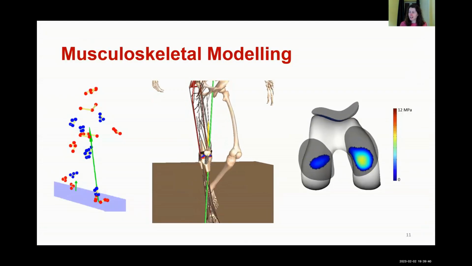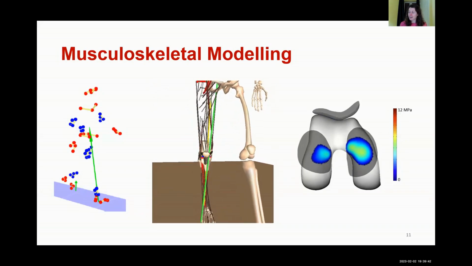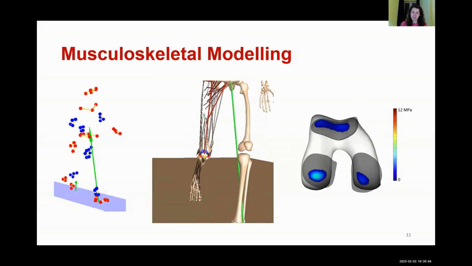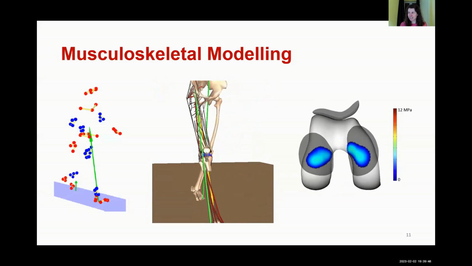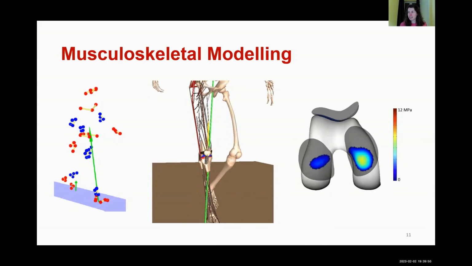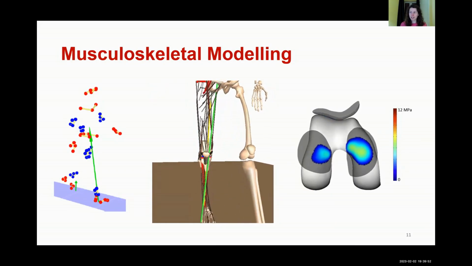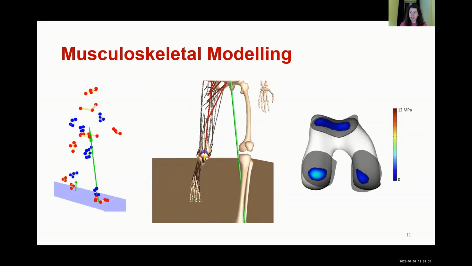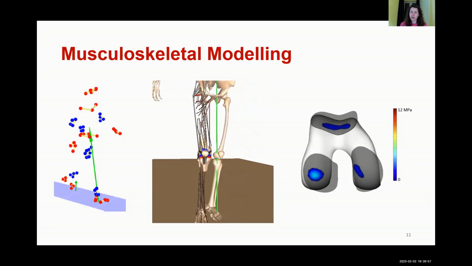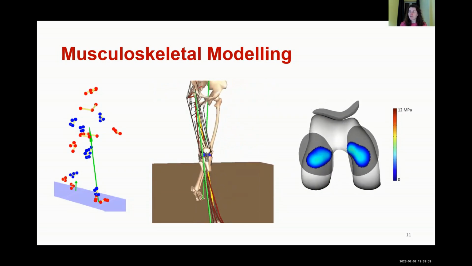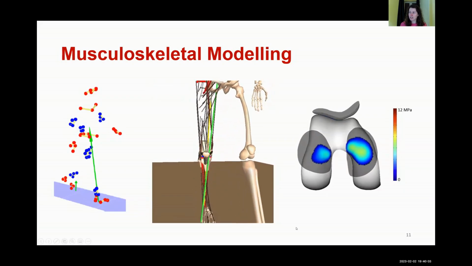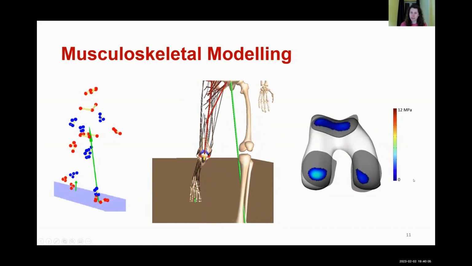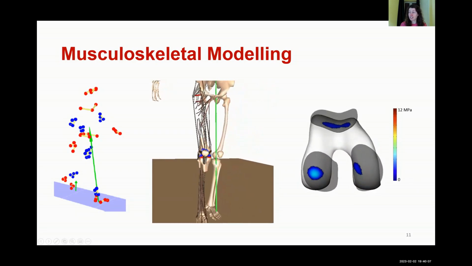And then after we have this data, we sometimes get into a bit more, I guess, advanced or computational techniques to work with the data. So one thing we've done is musculoskeletal modeling, where we're taking that motion data and then using a computational model to try and figure out what's happening inside the knee during that movement. So we can estimate the muscle forces and try and see what kind of loading's happening on the cartilage and things like that.